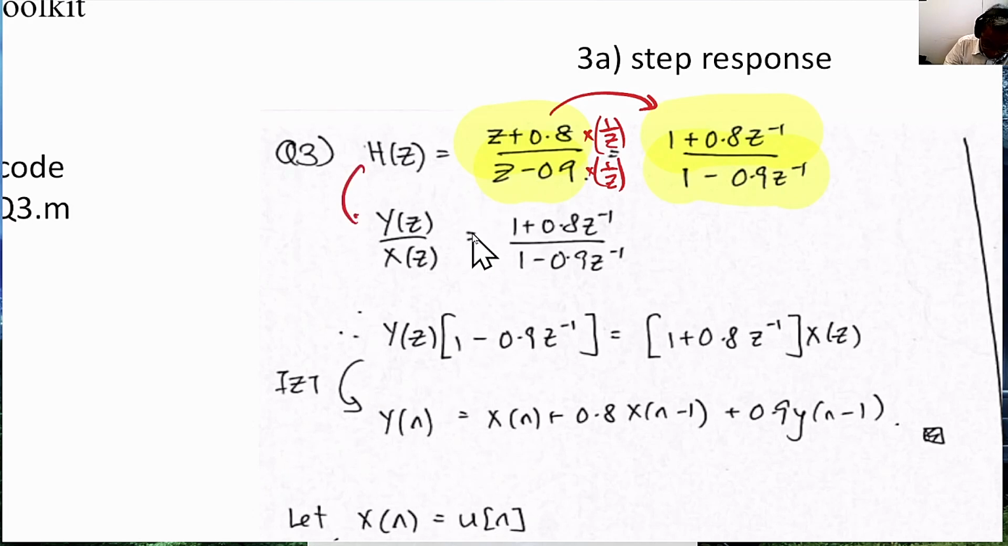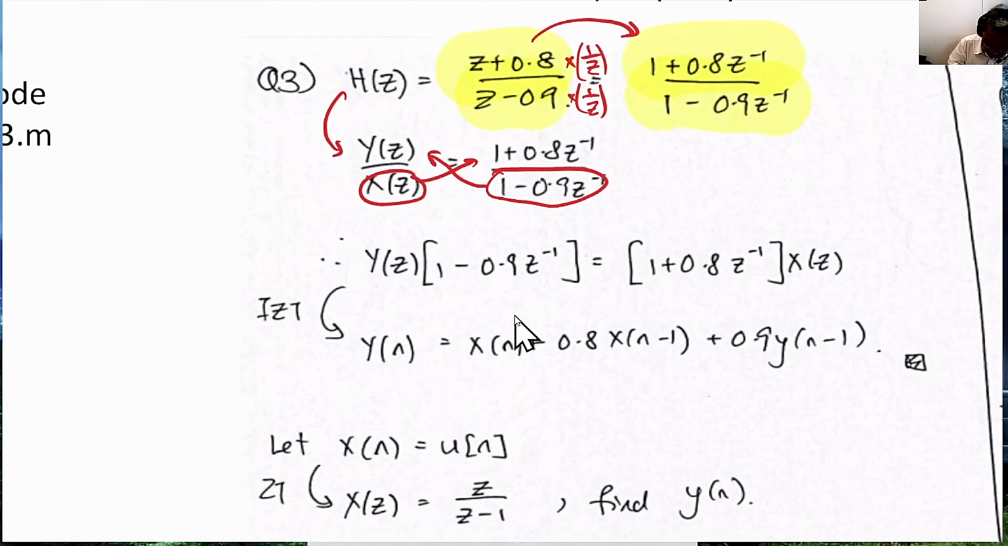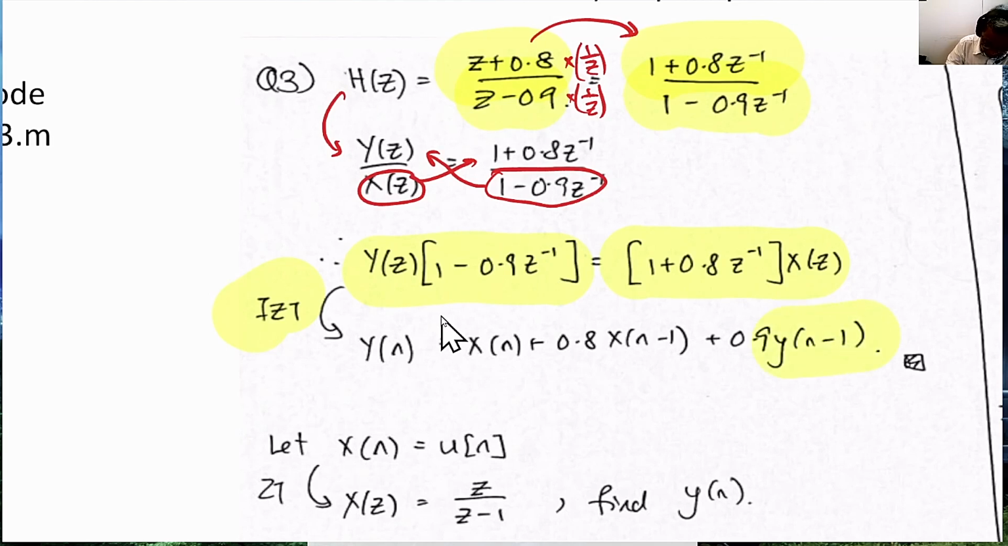The other thing we know is that H(z) is simply Y(z) divided by X(z). So what we do is that we move this to the right hand side for X(z), we move this to the left hand side for Y(z), and then we get this equation over here. Now it's simply a matter of performing inverse z transform, and the only trick we are applying is that z^-1 of Y(z) is simply y[n-1], and we are moving from the left hand side to the right hand side.